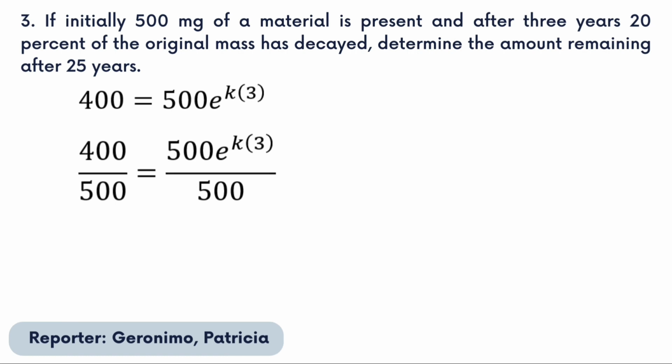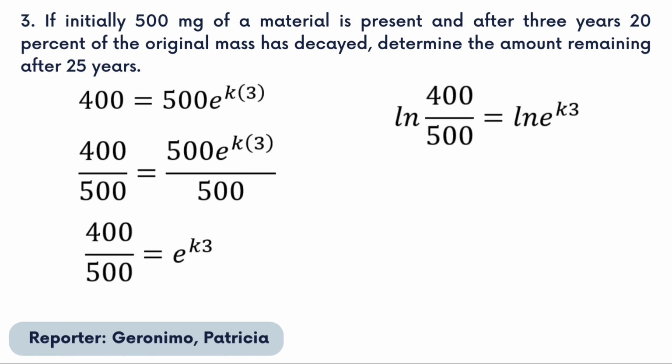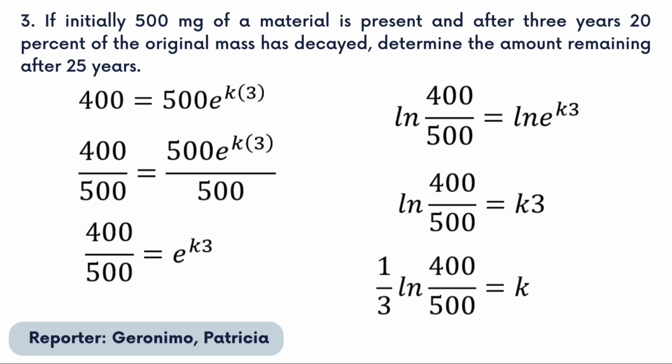And divide both sides by 500. And it will be 400 over 500 equals e raised to k times 3. After that, let's get the anti-logarithm or the ln of both sides. And we will have ln of 400 over 500 is equal to ln e raised to k times 3. ln e is equal to 1. Let's cancel that out. And we will have ln 400 over 500 equals k times 3. Next step is divide both sides by 3. So 1/3 ln 400 over 500 equals k. So that's the value of our k.